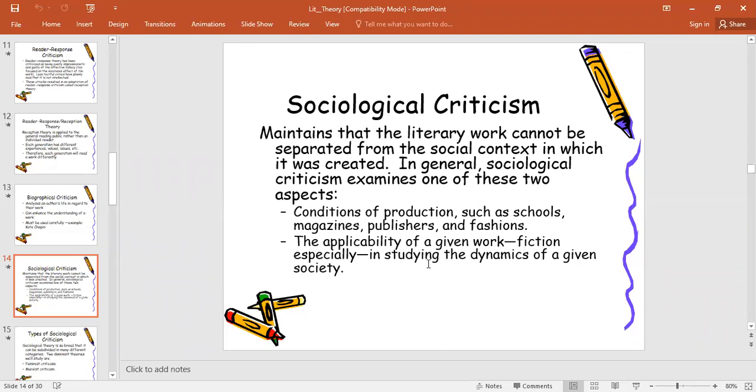What is the applicability? How will we be able to apply fiction, how can we apply whatever we have learned? Why? Because we have studied the most important dynamics of society. What we discuss is especially under the headings of different topics of literature. Certainly, man lives in a society.